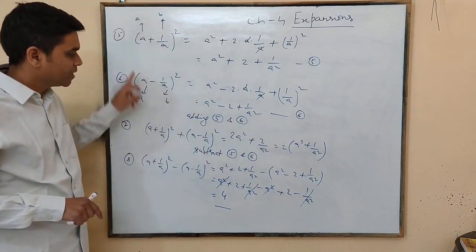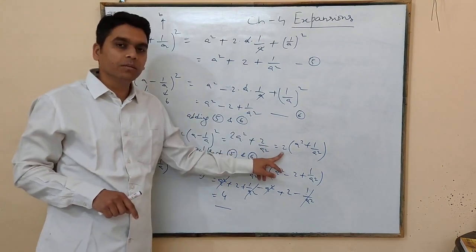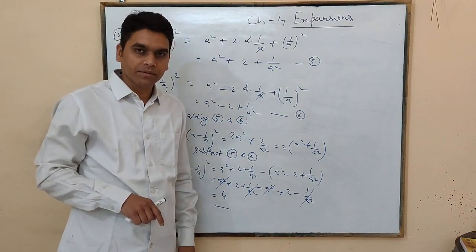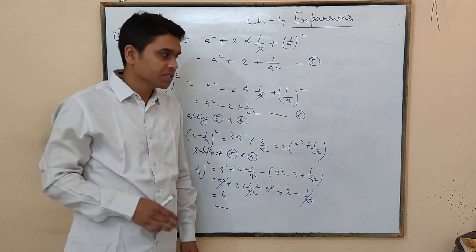Now add equations 5 and 6, so we get this formula. Now subtract both the equations, so we will get this formula. Okay. Please make a note.